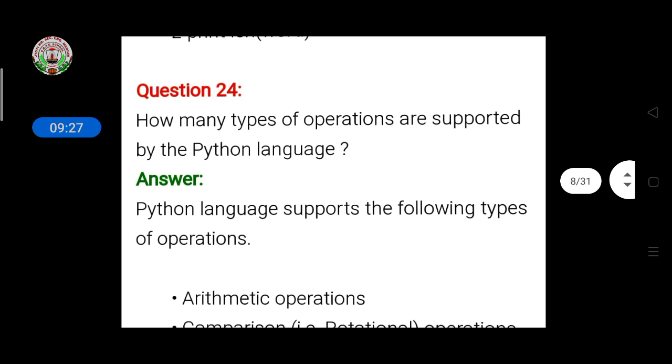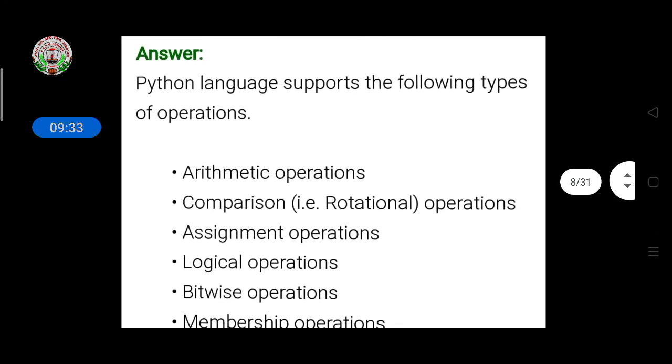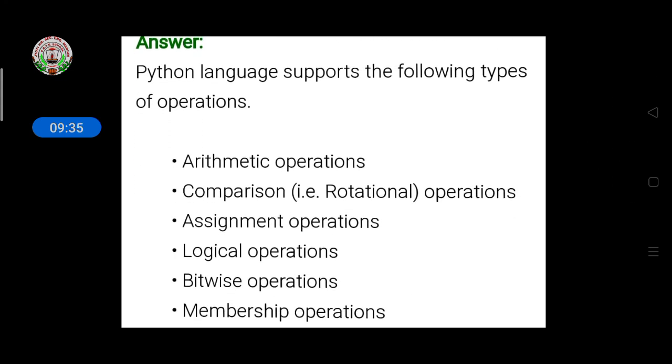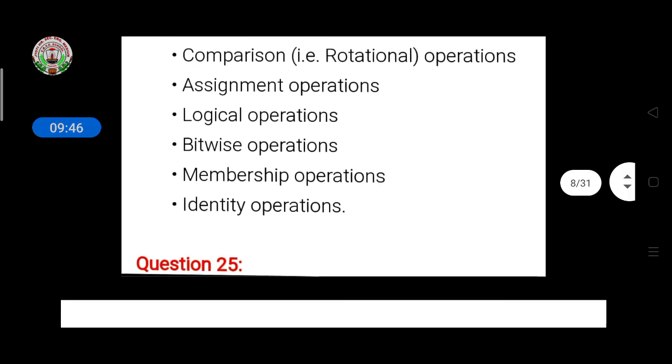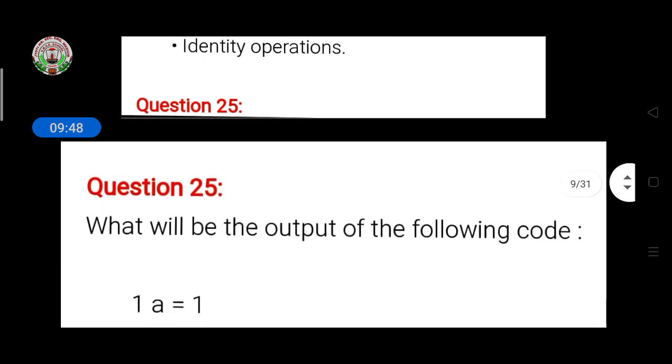Then how many types of operations are supported by the Python language? The Python language supports the following types of operations. Arithmetic operations, this we had discussed in the chapter. Comparison or relational operations, assignment operations, logical operations, bitwise operations, membership operations, identity operations. These are the different operations.